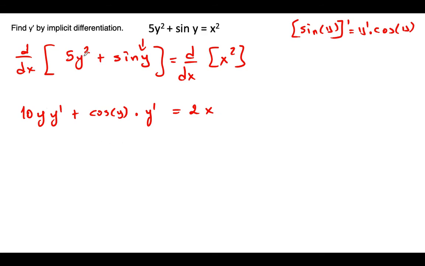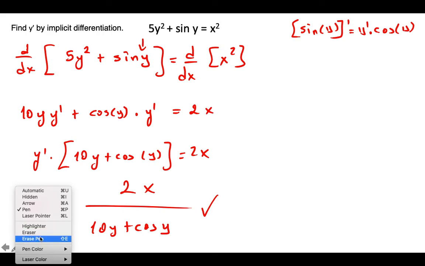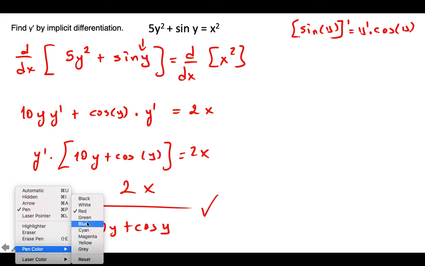So let me check the calculation one more time. 10y y prime, it's okay. That's good. And y prime in common parenthesis, 10y plus cosine of y is equal to 2x. So y prime is equal to 2x divided by 10y plus cosine of y. That's it. Finished. If I use the formula like in the previous question, what can I say?